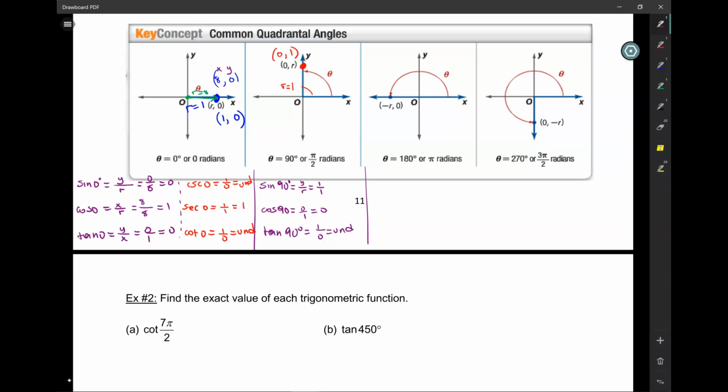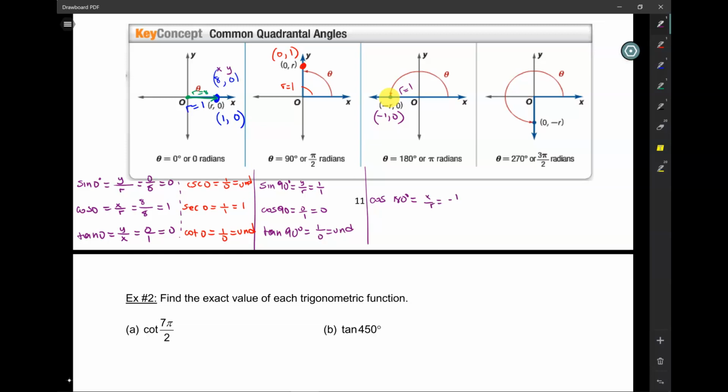Okay? When my point is here, it's up to you. You can go. Okay. So negative r comma 0, right? So here, a possible coordinate point would be negative 1 comma 0. All right? And r is still 1. So let's just do cosine for this. The angle here is 180. So what's cosine of 180? X over r. Negative 1 over 1, which is negative 1.